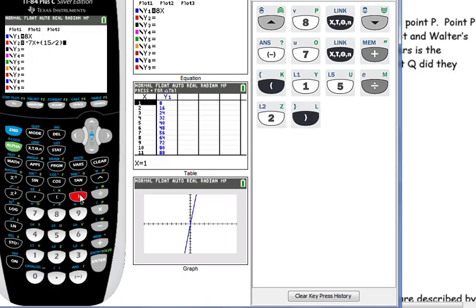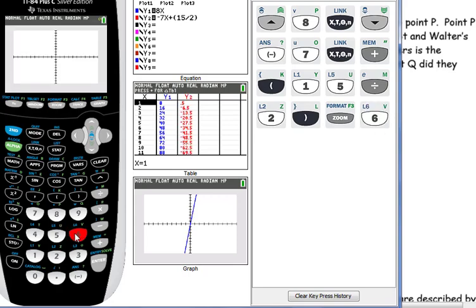Close it in the parentheses. So I have my two equations. I'm going to hit zoom 6, the standard window, and it will start graphing here. My first equation, y equals 8x, is a very steep line. As you can see, it's a positively sloping line.